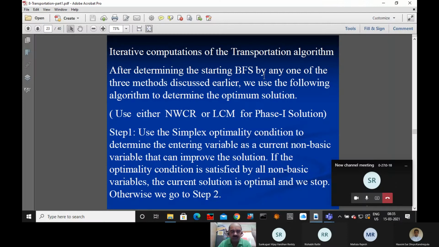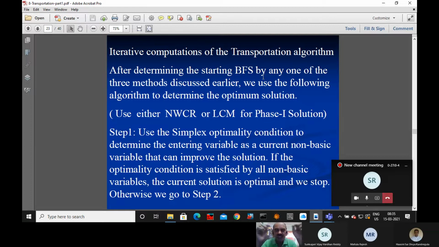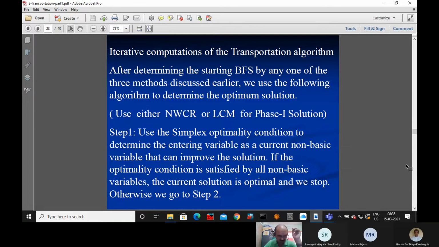Primal constraints. There are two categories of constraints: the constraints for the source and the constraints for the destination. The solution will fulfill these two categories of constraints. And if you find the solution is a basic feasible solution, it must have m plus n minus 1 non-zero basic variables. So that is the requirement. If it is less than that, there is some problem, and we will discuss what the problem is and how to solve it.